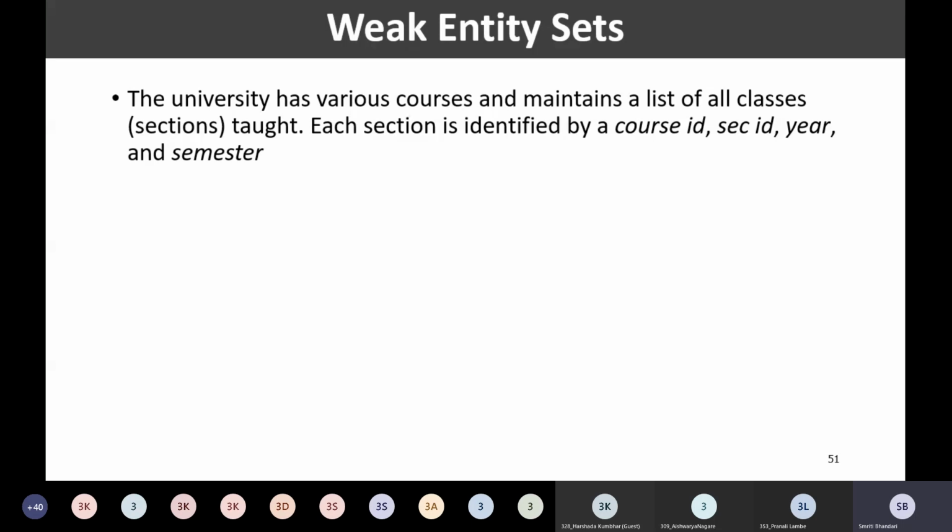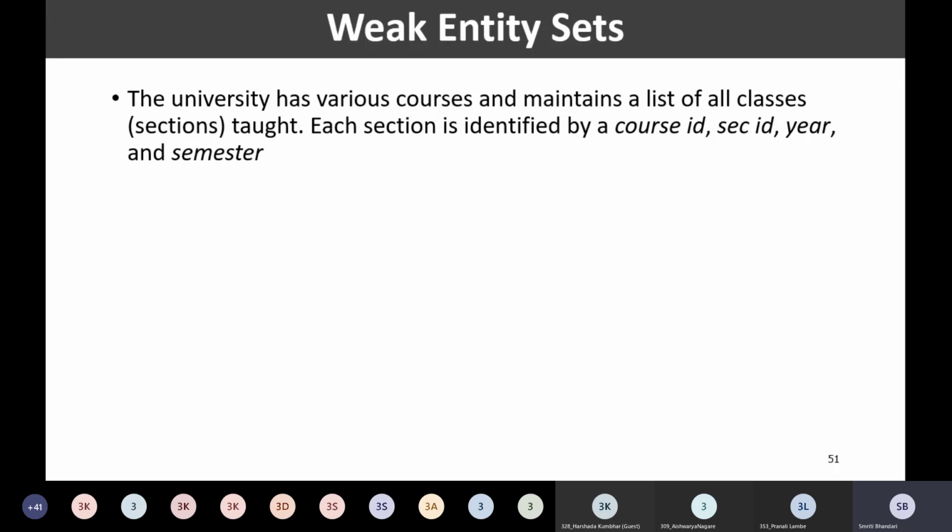So we are talking about our university database system. In the university database, it has been mentioned that the university has various courses, and the university maintains a list of all sections that are taught under these courses, and each section is identified by a course ID, section ID, year and semester. So this is what we are supposed to model now using our ER diagram.